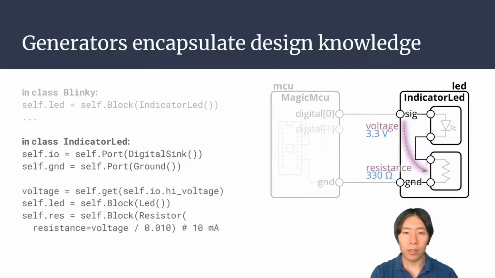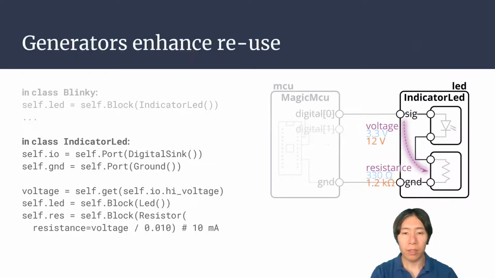Furthermore, defining the contents of these blocks programmatically as generators encapsulates design knowledge and methodology into code. The indicator LED block automatically calculates the size of the resistor using the input voltage and by applying Ohm's law. This brings several advantages. First, generators enhance reuse by adapting blocks to work in a wide variety of applications instead of the limited conditions one block works under.